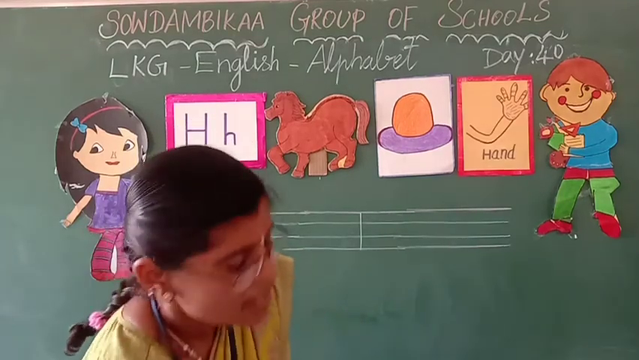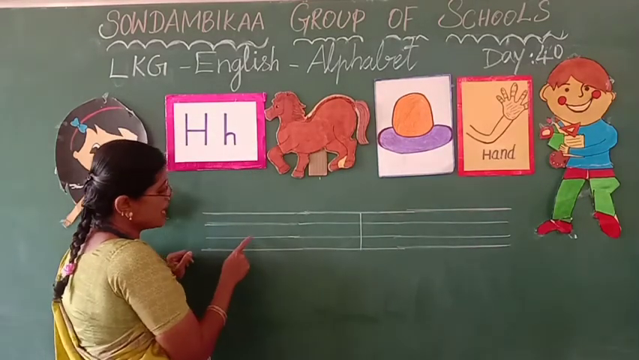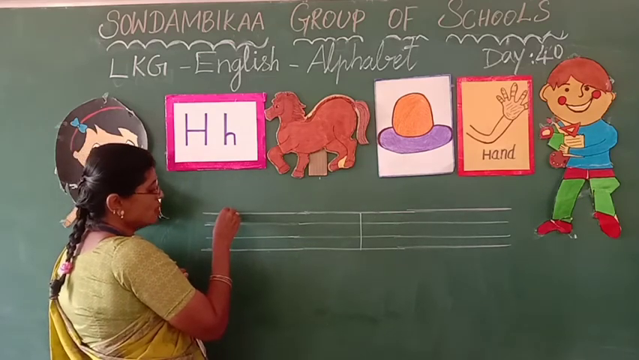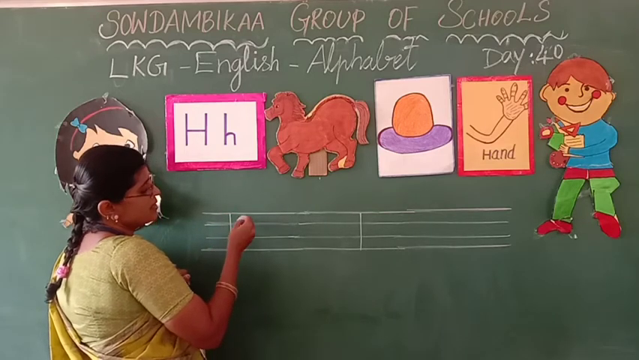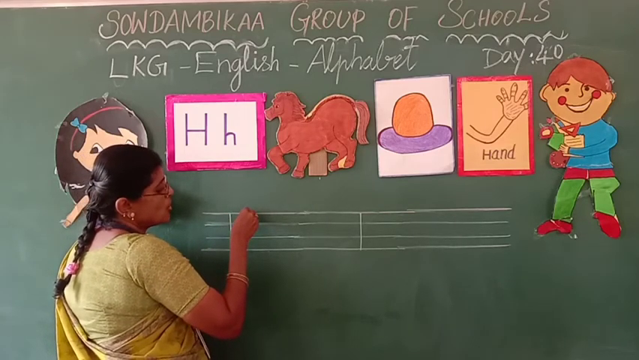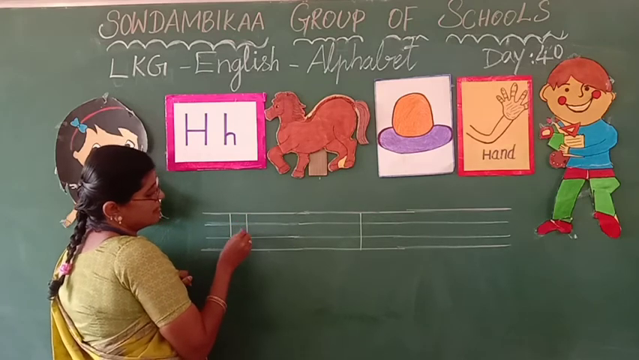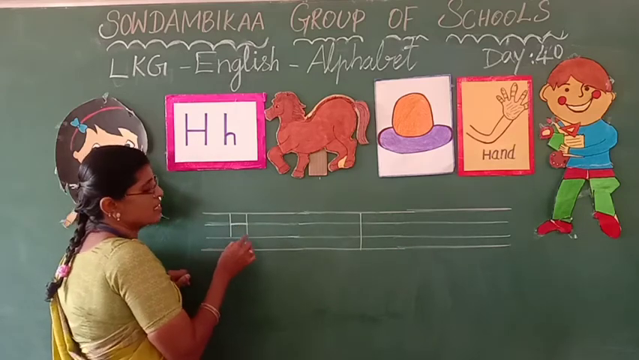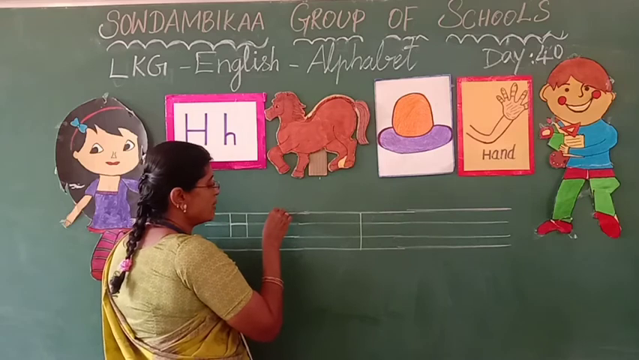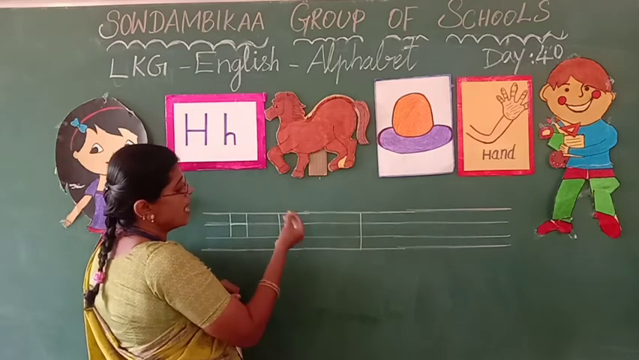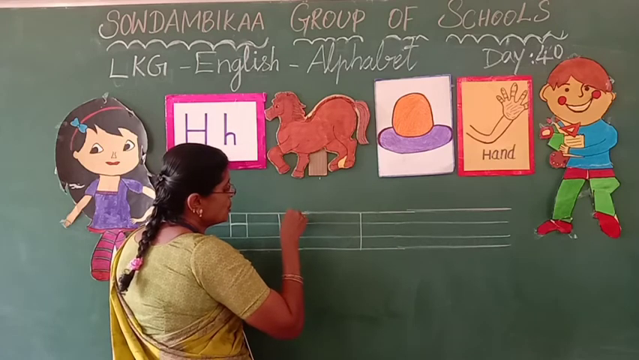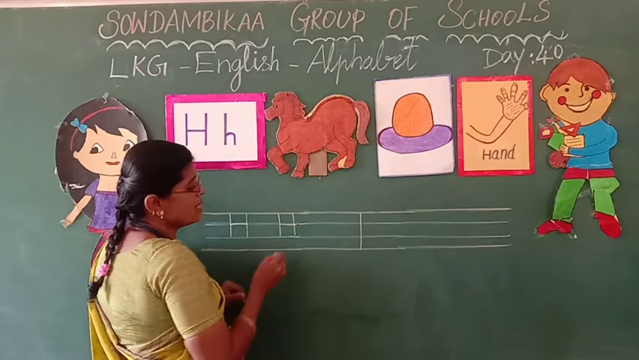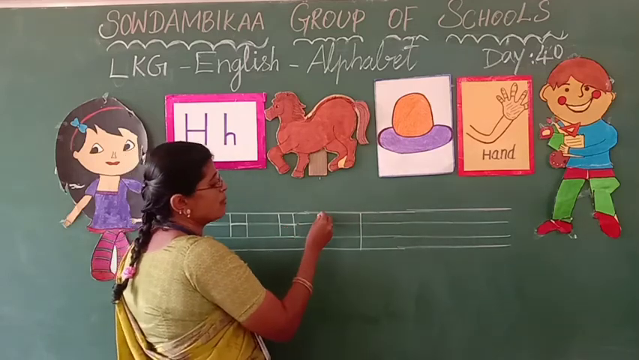Dear puppies, first red line, second blue line, third blue line, fourth red line. First red line to third blue line, standing line. Another, first red line to third blue line, standing line. Then second blue line, sleeping line. Capital H. Dear puppies, repeat one more time.